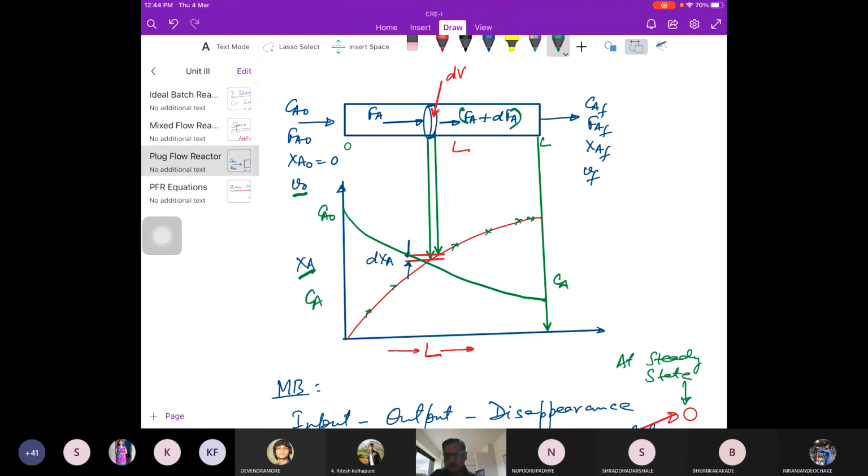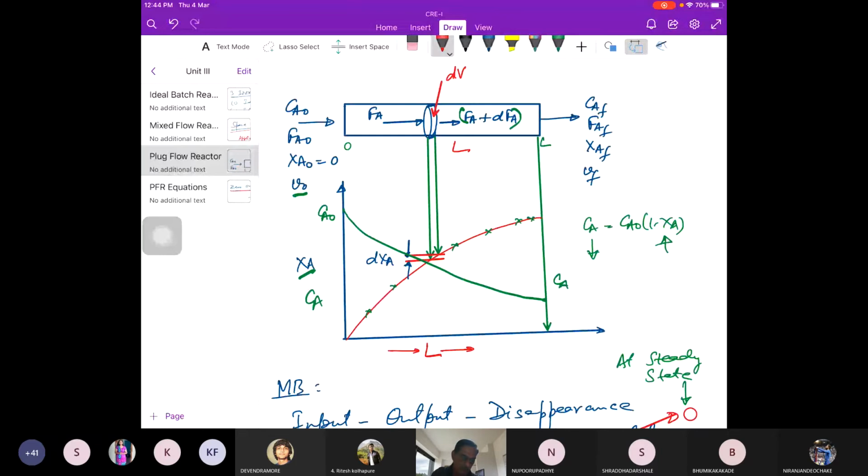And why is that? Because conversion is increasing, right? Conversion increase हो रहा है तो Ca is equal to Ca naught 1 minus Xa. As conversion increases, concentration decreases. बराबर है? Yes, sir.